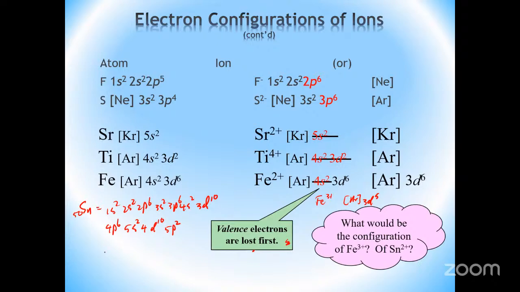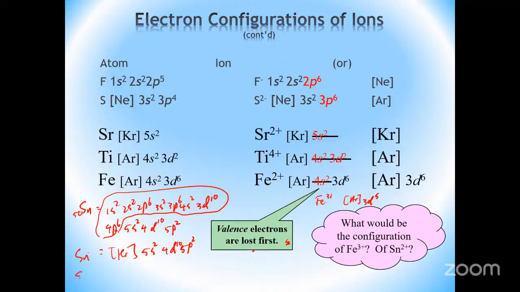So if I were to write down the abbreviated version, what's the noble gas element that comes before tin? Krypton. And what's the atomic number of krypton? 36. So 36 from 50, that's 14. All of this here will be represented by krypton. So krypton, and then 5s2, 4d10, 5p2, right? So this is for tin.